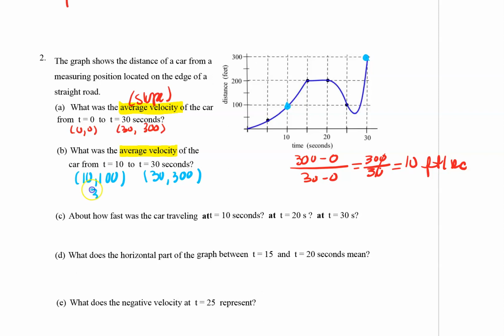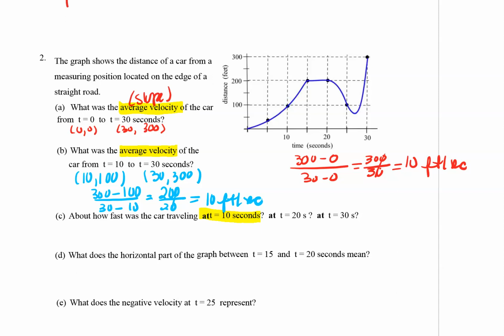And so again, if we do slope, that would be 300 minus 100, over 30 minus 10. That would give me 200 over 20. So again, that would give me 10 feet per second. So pretty interesting that between those two, we're still at 10 feet per second. Now in this next one, we're going to be looking at about how fast was the car traveling at 10 seconds, at 20 seconds, at 30 seconds. So we're going to have to do some guesstimations here.